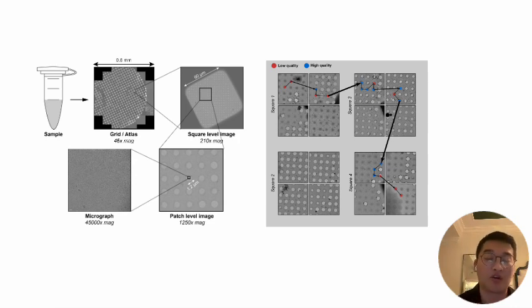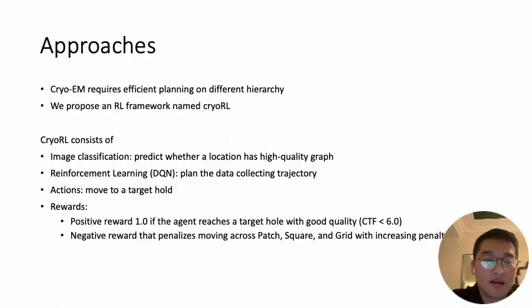The cryo-EM data collection process is, in fact, we move the microscope to different hole locations within the grid. Some of the locations will have high quality micrographs, and some of the locations will have low quality micrographs. And cryo-EM data collection is, in fact, trying to find the trajectories where we visit as many high quality micrographs as possible. An efficient navigation on different hierarchy is not a very simple problem.